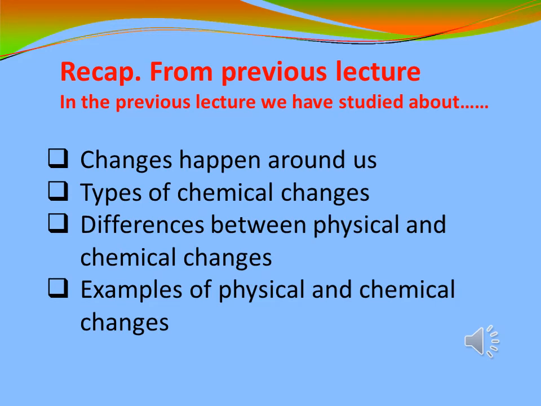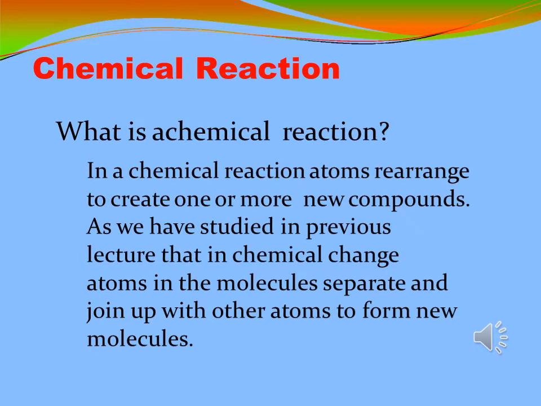My dear students, in today's lecture first we will discuss what we have studied in previous class. In the previous class we have studied about changes which we observe all the time happening around us, such as burning of fuels, crushing of metal cans, burning of toast and melting of ice cubes, etc. We have also studied the types of chemical changes, that is physical change and chemical change, with their examples in detail. Let us now start today's lecture, which is about chemical reactions.